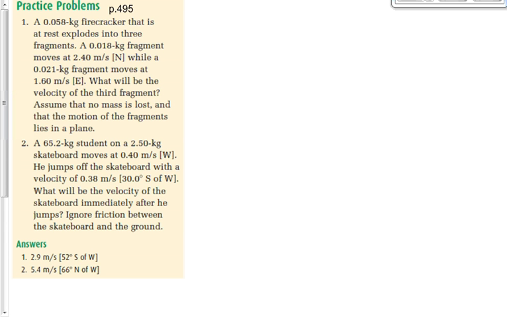He jumps off the skateboard with a velocity of 0.38, 30 degrees south of west. Oh, I don't like that. Don't like that south of west thing. That bothers me. What's the velocity of the skateboard immediately after he jumps? Okay, so what do we got going on here? We'll make the total mass, we'll just call it M. I don't want to call it object 1 or object 2. You know what? Let's call it object 1, 2.